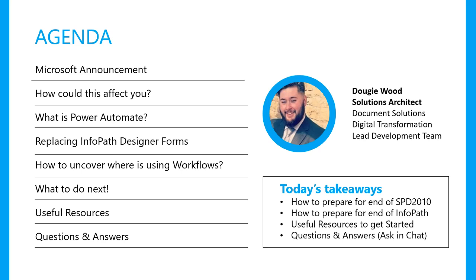And also then what to do next, really. So, how to uncover where you're using workflows. It can be quite difficult to find where these workflows are. So we've got some tips as well about how you can uncover where these workflows actually live, and then what to do next. So to make a bit of a plan and to go forward. And we've also got some useful resources for you that are going to help you along that path. And as I say, some Q&As at the end as well for any questions you may have.